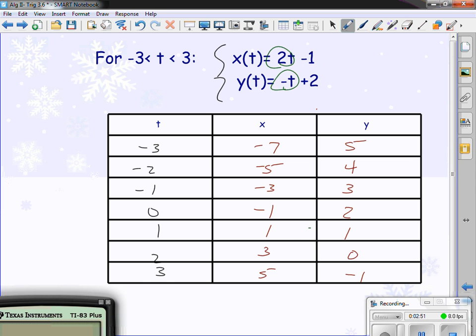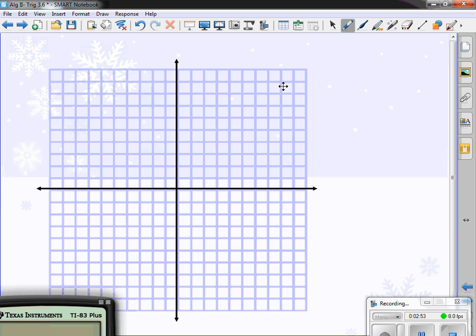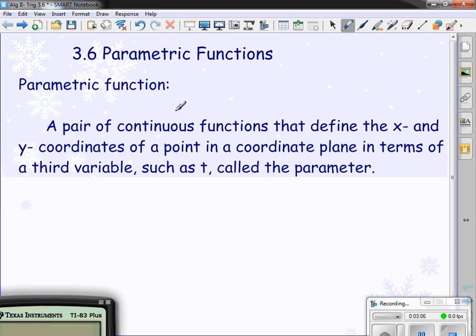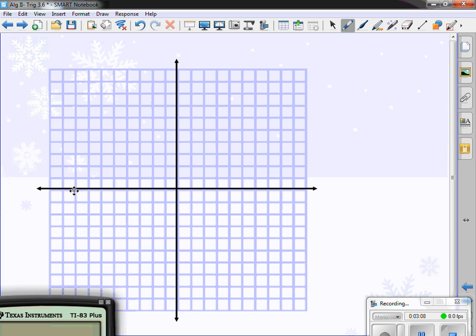What I want you to do is make a little tiny graph, or just a basic graph, right next to the chart. You're graphing the xy values. The t gets me the xy. So my first point is -7, 5. I want you to plot the rest of that chart and see what happens. Graph all my points. The next one is -3, 4, right?